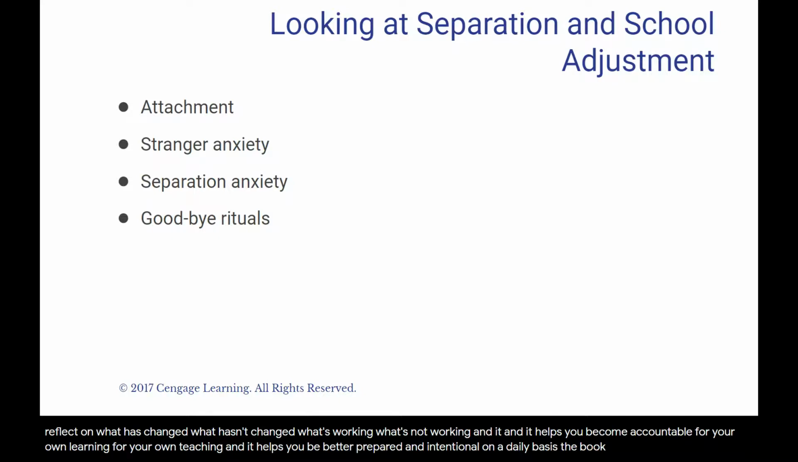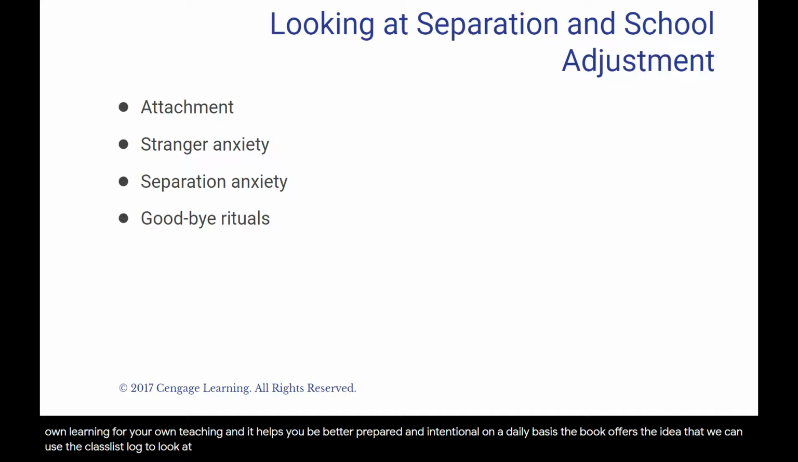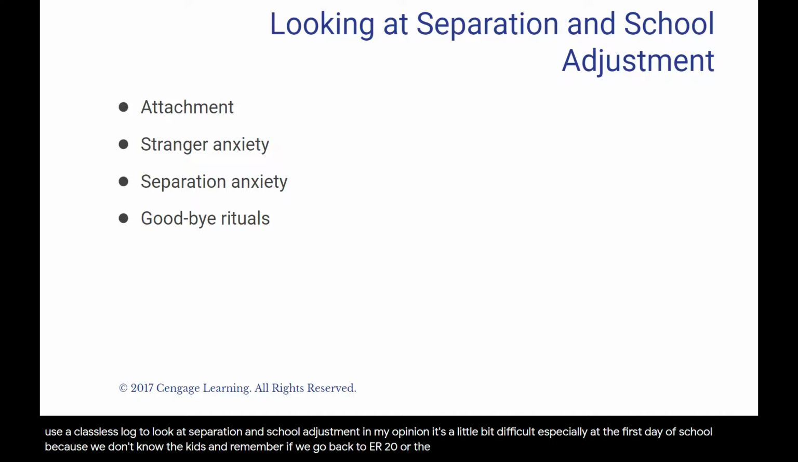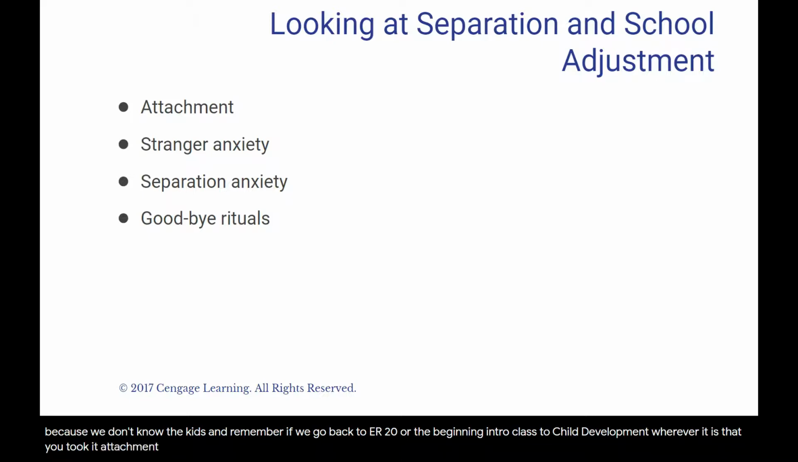Again, the book offers the idea that we can use a class list log to look at separation and school adjustment. In my opinion, it's a little bit difficult, especially on the first day of school, because we don't know the kids. And remember, if we go back to EAR 20 or the beginning intro class to child development, wherever it is that you took it, attachment is a very complex issue. It's not, yes, you have good attachment, or no, you have bad attachment. There's a lot that goes into attachment and what type of attachment a child has.